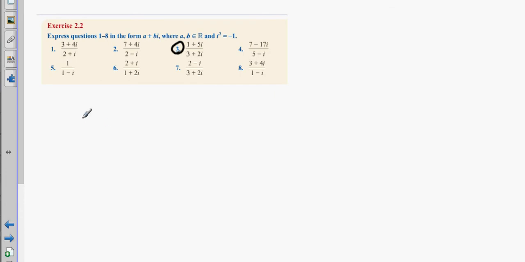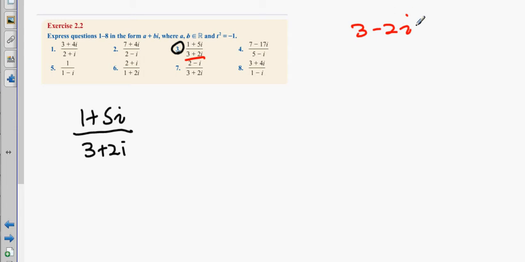In question 3, we write down this division: 1 plus 5i divided by 3 plus 2i. Remember, we have to multiply the top and bottom by the same amount so as not to change the number. So I'm going to find the conjugate of the bottom number, which is 3 minus 2i. Then I'm going to multiply the top and bottom by 3 minus 2i. This will turn the bottom complex number into a real number, and I haven't affected the overall value because I'm multiplying the top and the bottom by the same amount. So let's quickly multiply this out.